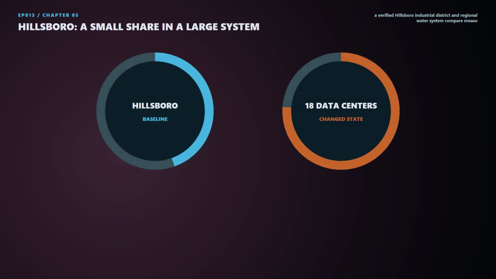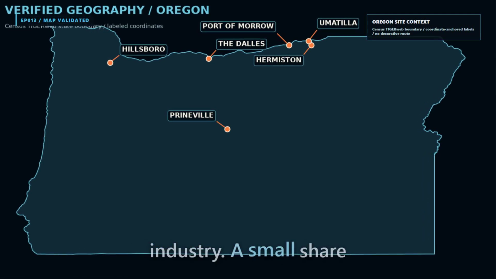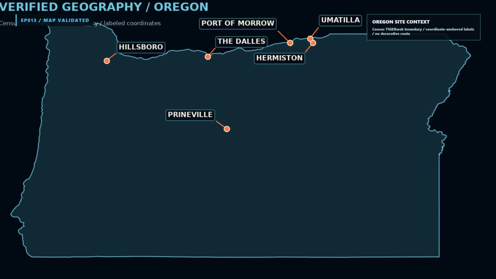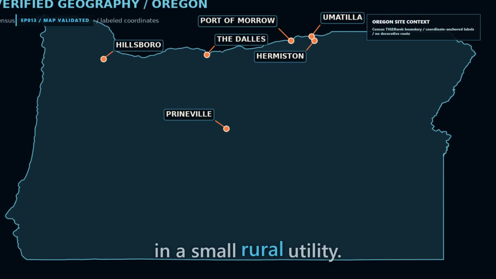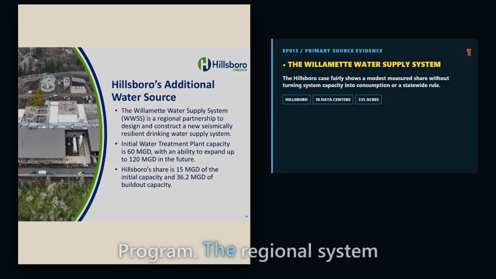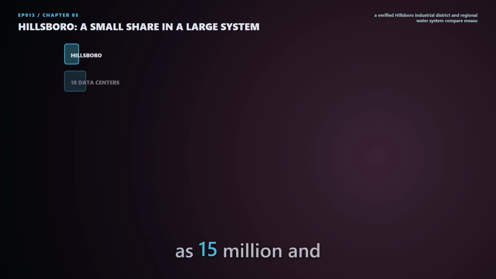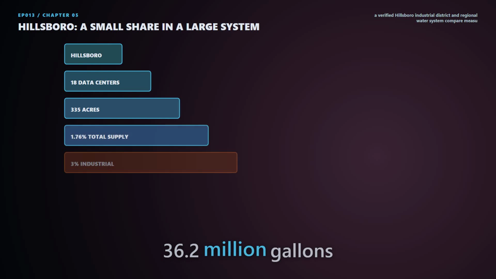Hillsboro has an unusually large industrial base. About half of its water supply serves industry. A small share of a large industrial system is different from the same percentage in a small rural utility. The city also participates in the Willamette Water Supply Program. The regional system was presented with an initial capacity of 60 million gallons per day and an eventual build-out of 120 million. Hillsboro's shares were listed as 15 million and 36.2 million gallons per day.